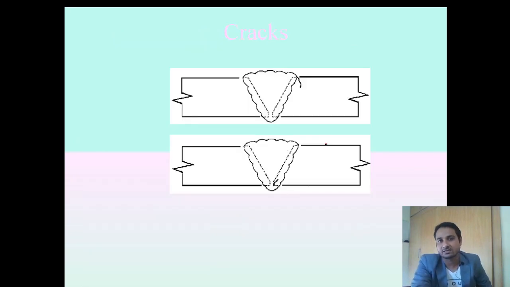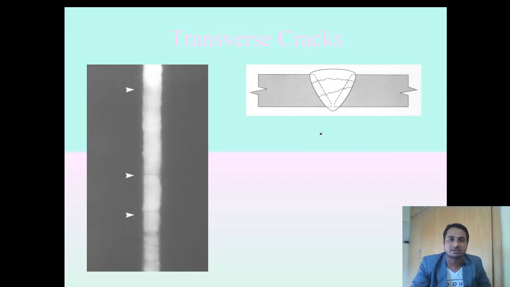Then crack, we have seen longitudinal and transverse. So transverse cracks are very fine lines in the welding. This is the crack. See here how it looks like. These are the cracks. This is cluster porosity. Here also you can see the crack.